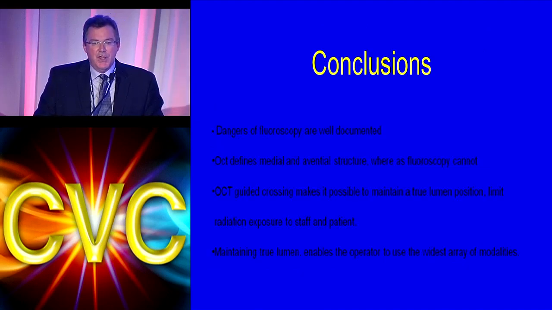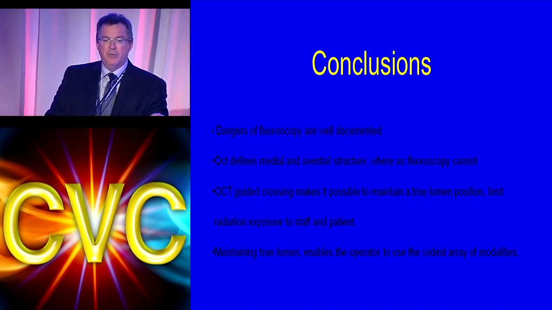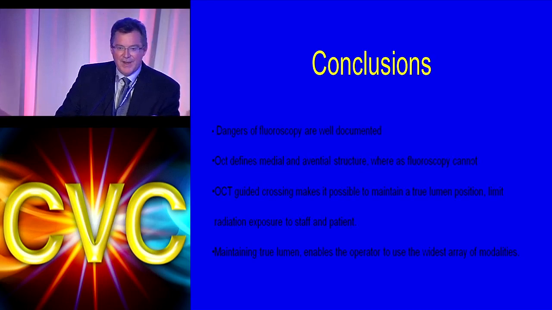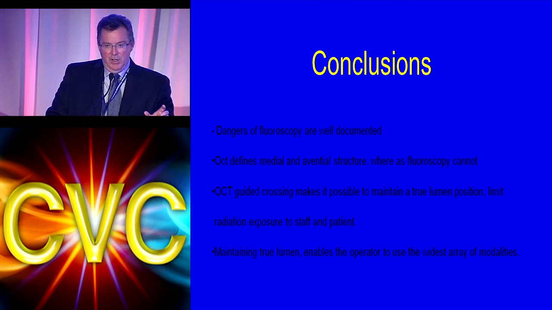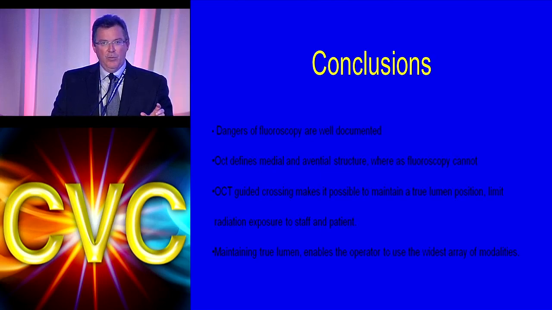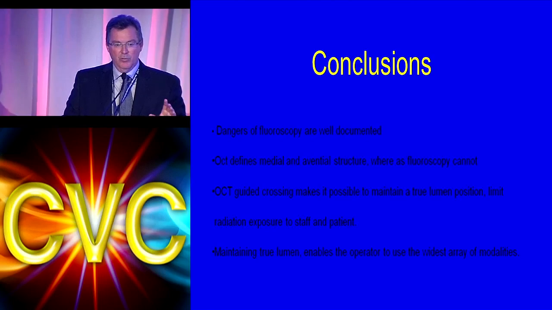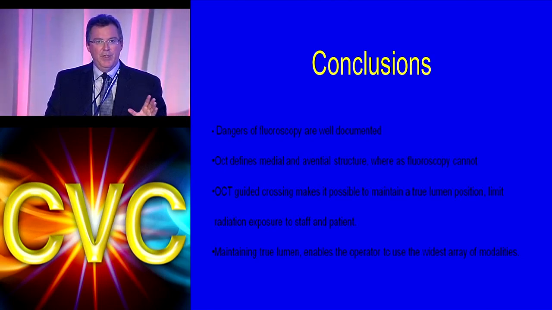So my conclusions for this are: the dangers of fluoroscopy are well documented, with not only tumors but eye problems, and time in the lab spent, even patients with radiation burns from some of these long procedures. OCT defines medial and adventitial structures where fluoroscopy cannot. You can't see the wall of the vessel. When you're going down a total occlusion, you can only see an empty space, the proximal and distal cap only. So if you can actually see the inside of this vessel as you're going through it, I think it makes you a lot more confident and comfortable in where you're at.